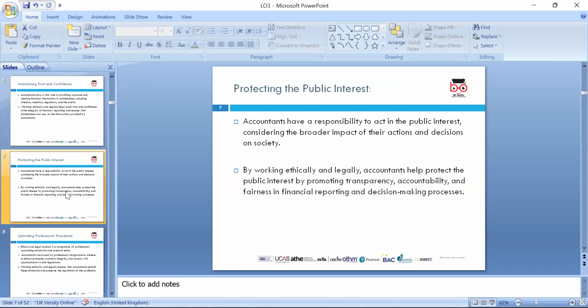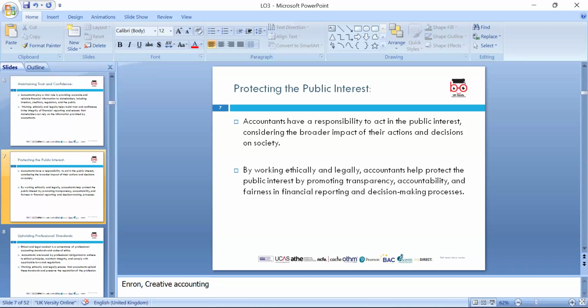Protection of the public interest. Public interest means transparency, true and fair information, and we work in the wider interest of the public with the various stakeholders, not just the few rich becoming richer, so we have accountability and fairness in financial reporting. It's quite good to watch Enron, an American company that had a huge scandal of creative accounting. How did they manipulate accounts? In simple words, we can say they cooked the books.